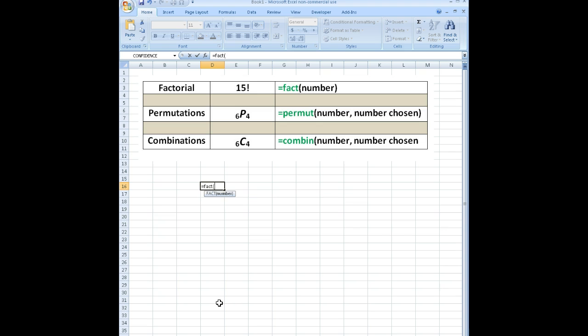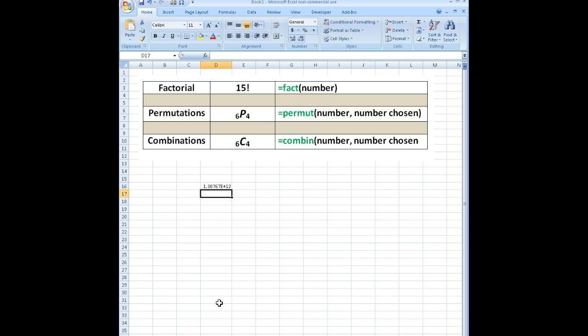And then we're going to put a parenthesis and look, it wants the number that we want to know factorial of, and we want 15. And then we close our parenthesis. And if we hit enter, it gives us our answer. Now it puts it in scientific notation, which means we would need to add our zeros back in there if we wanted it out of scientific notation.